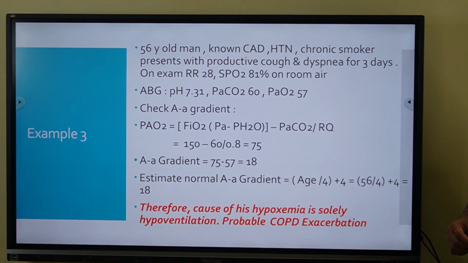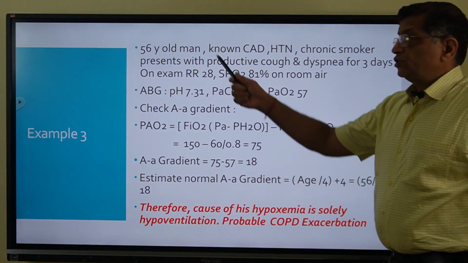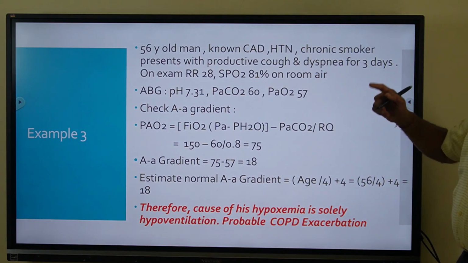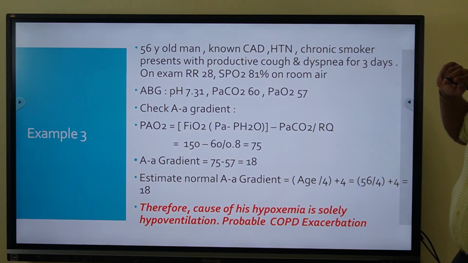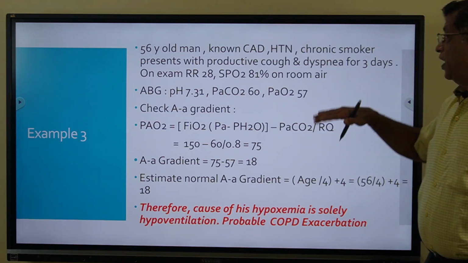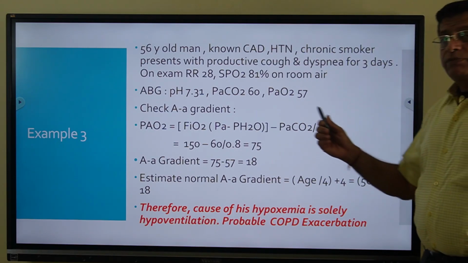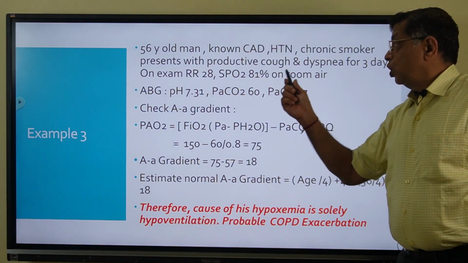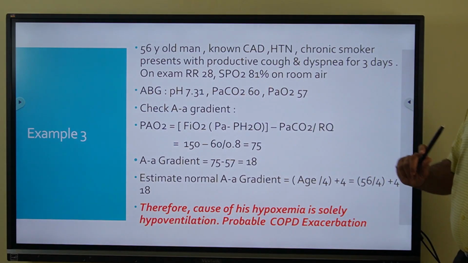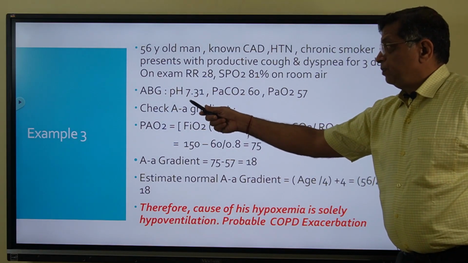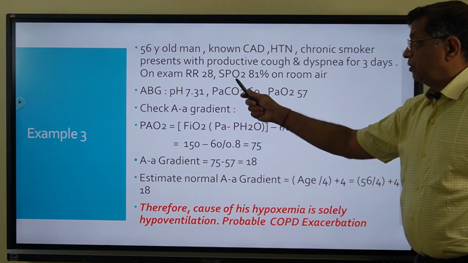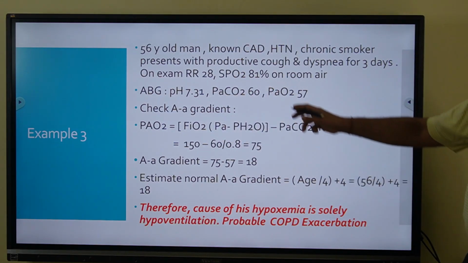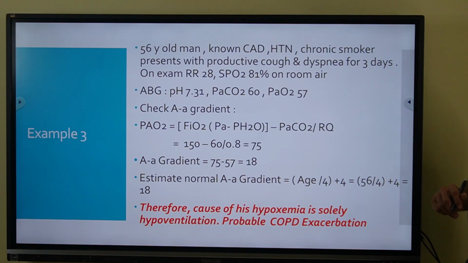Another example. A 56-year-old male, again a known patient of coronary artery disease, hypertension, and also a chronic smoker, presents with a productive cough and dyspnea for 3 days. On examination, his respiratory rate is 28, SpO2 is 81% on room air. Now ABG: pH 7.31 and PaCO2 is 60, again respiratory acidosis, while PaO2 is 57.